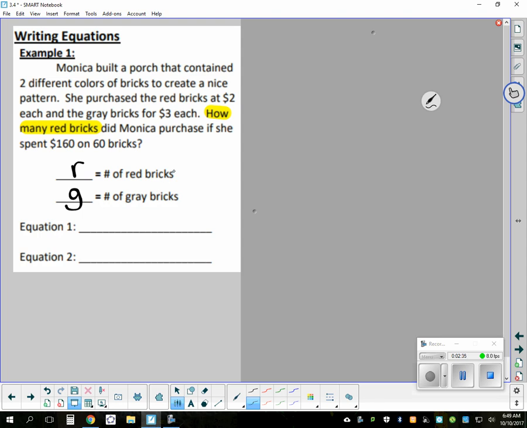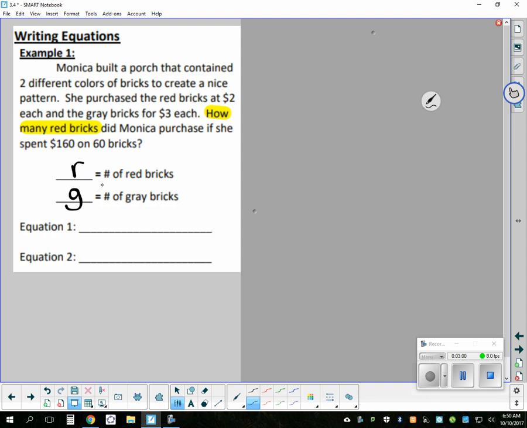So first thing we did, we found our two variables. We defined them. In other words, you write the letter and then you write what it represents. Anytime you're doing a word problem, you need to define your variable. If I just called these X and Y, I wouldn't know which one was red and which one was gray. So you always want to specify. It's fine to call them X and Y, but you would want to write which one is the red bricks and which one is gray bricks.